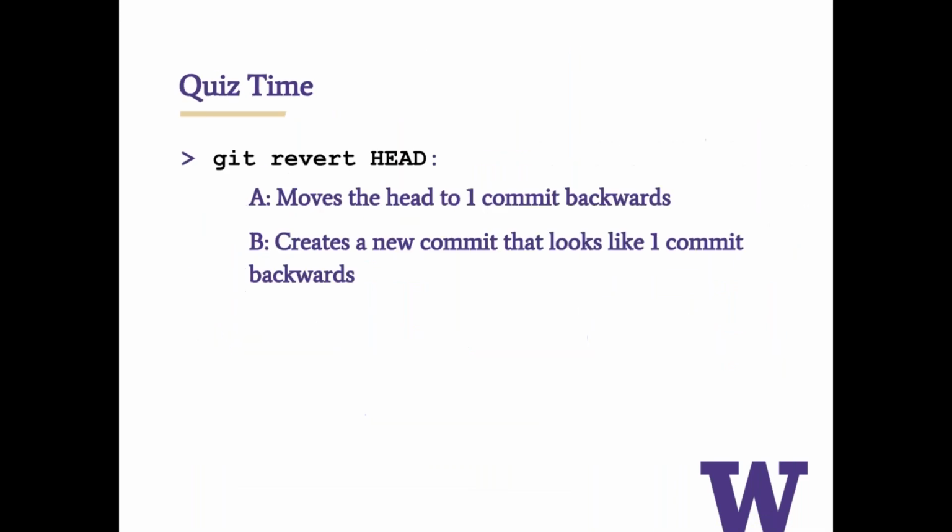So now let's have a question. So git revert head. Option A moves the head one commit backwards, creates a new commit that looks like one commit backwards. So which one is the correct answer? How many of you think that A is the correct answer?